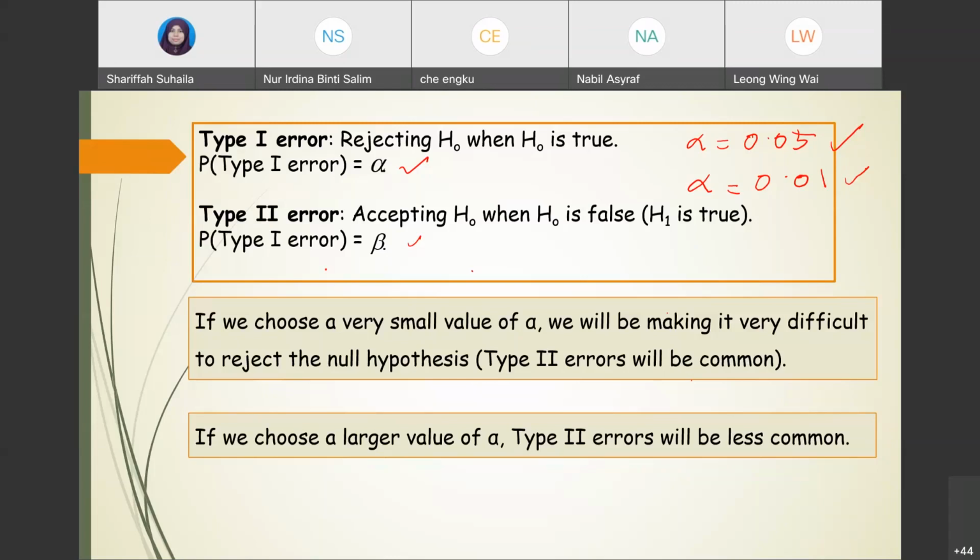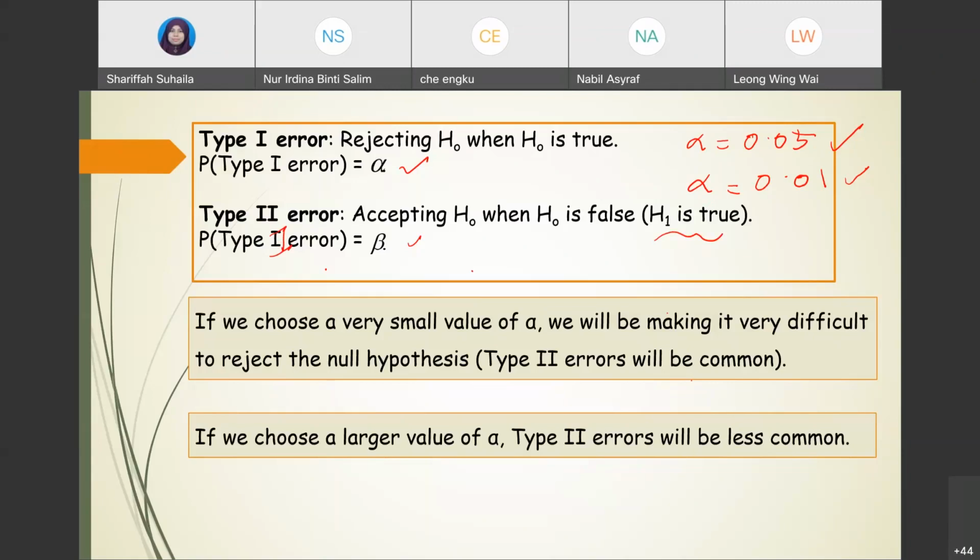So kalau type 2 error, you accept your H0. You accept your H0 when your H0 is false. Okay, kita accept kita punya null hypothesis. Padahal H0 kita tu salah. Okay, maksudnya dia punya H1 tu betul lah. H0 tu salah. Tapi kita accept. So that one, type 2 error. Okay, probability of type 2 error ni kita consider sebagai beta. Okay, so both definition, please remember. Apa dia punya definition dia. So kalau type 1 error, reject H0 when H0 is true. Type 2 error, you accept your H0. But your H0 is false.